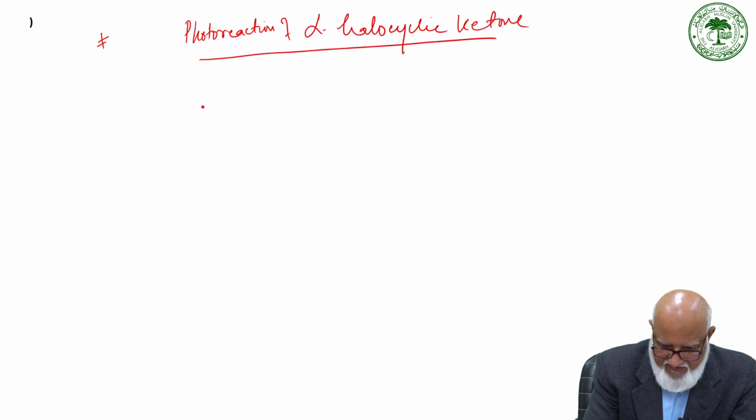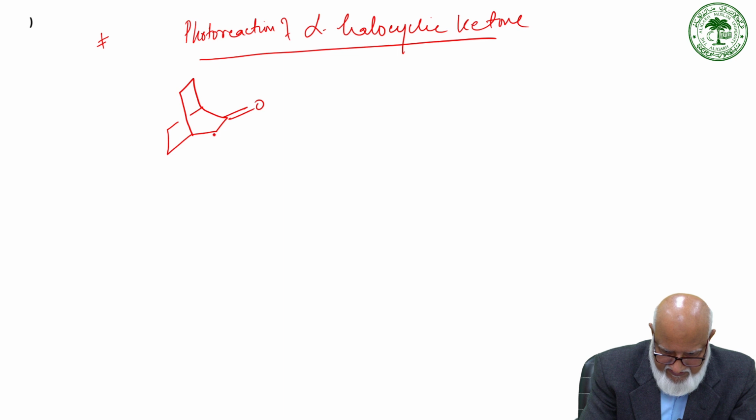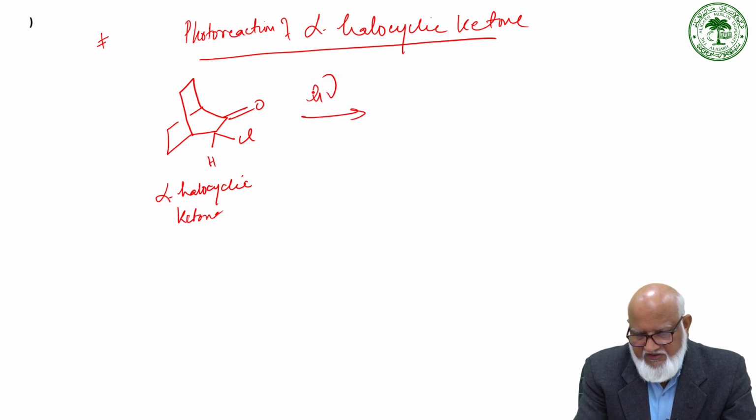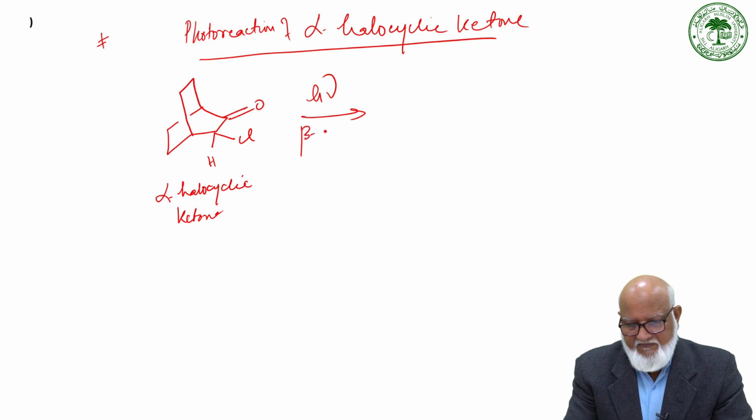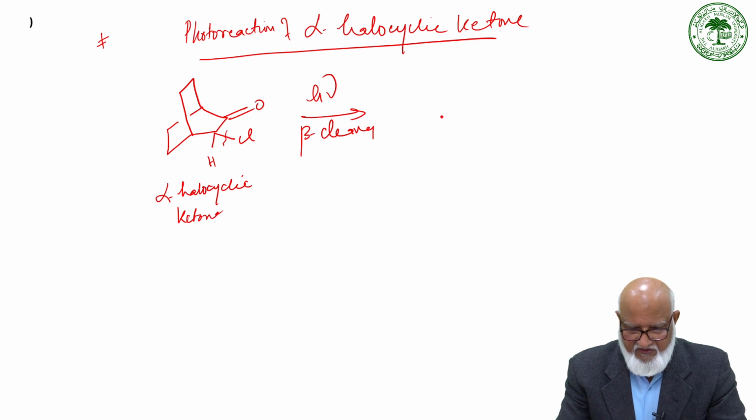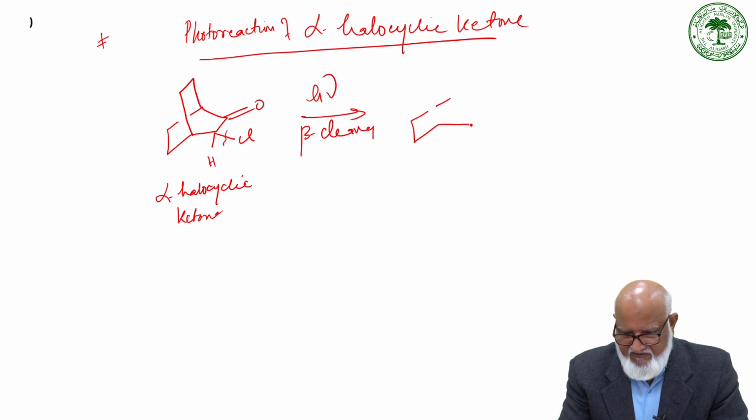And here, if we have a system like this, one is a carbonyl here, there is a chloro group. This is an alpha halo ketone, alpha halocyclic ketone. So under photolytic condition, as usual, it undergoes beta cleavage. This is an alpha bond, this is a beta bond, to give a diradical.